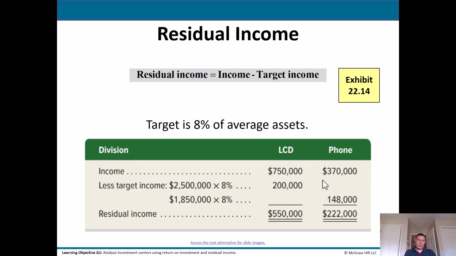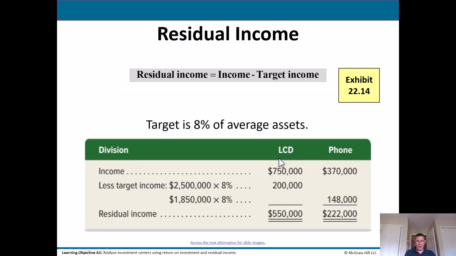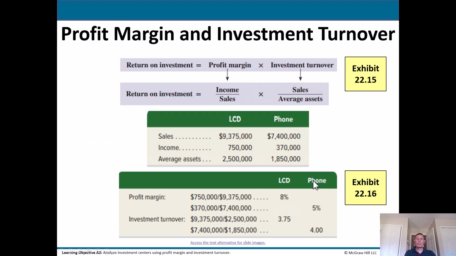So we know that the actual income was 750 and 370. Remember, they gave us that just in the prior slide. And then we can figure out the target income. So 2.5, if we go back, 2.5 was LCD, 1.85 was for the phones. So 2.5 times 8%, 200,000, 1.85 times 8%, 148. And then we're just basically getting the difference, right? So our target income was 200,000. We obviously blew that out of the water, 750, so 550 more. And then our target income for phone, 148. We did really well there too, 370, 222,000 more than our target income of 148.